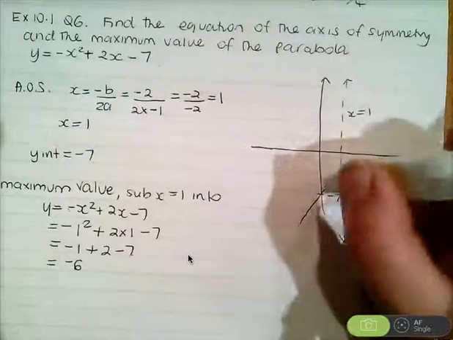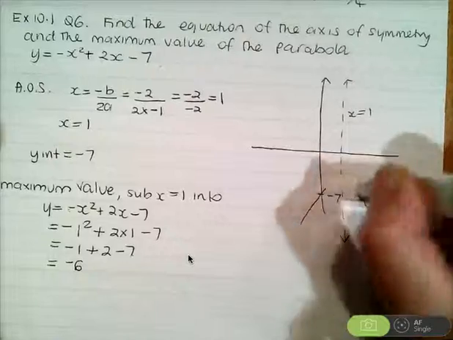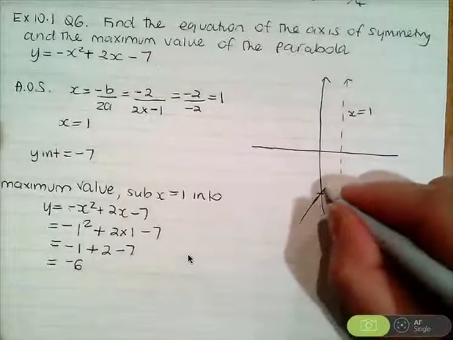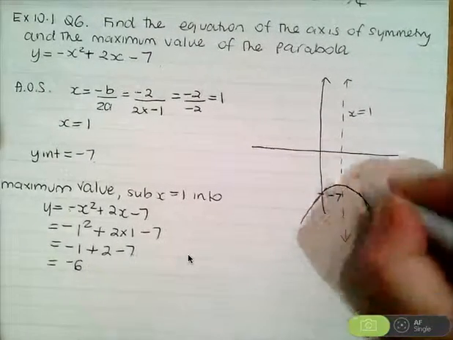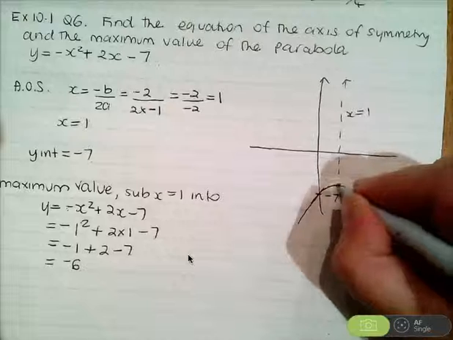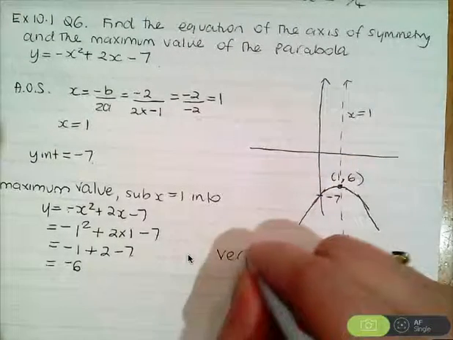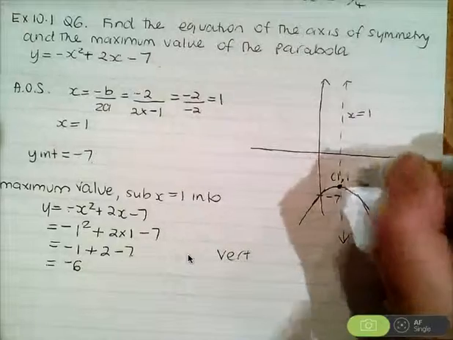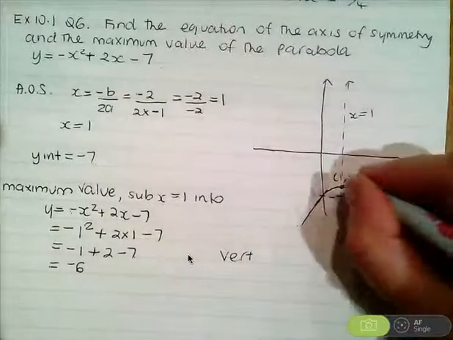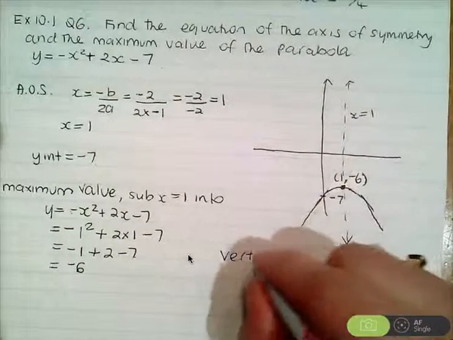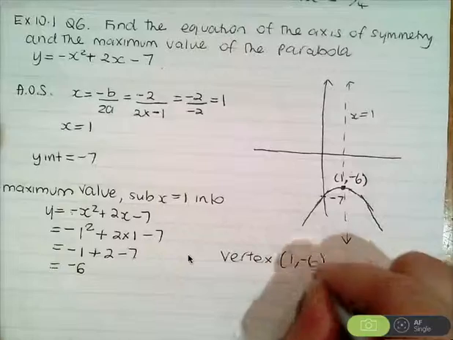So I've actually drawn that up a little bit high, so I'll just bring it down a bit. This is not drawn to scale, okay? As long as I don't put markings along here, I can just sketch it like this. And so my vertex, oopsie, I've written that out incorrectly. My vertex is 1, -6, so the vertex is 1, -6.